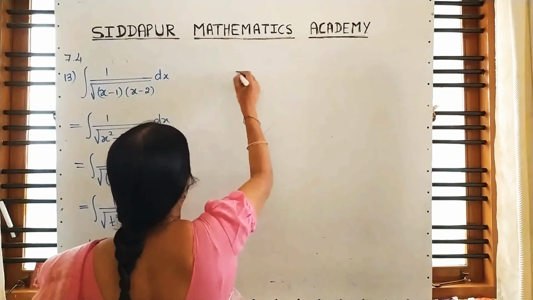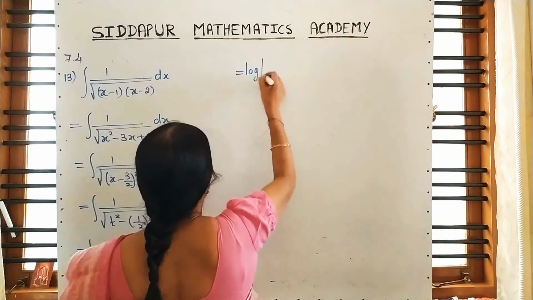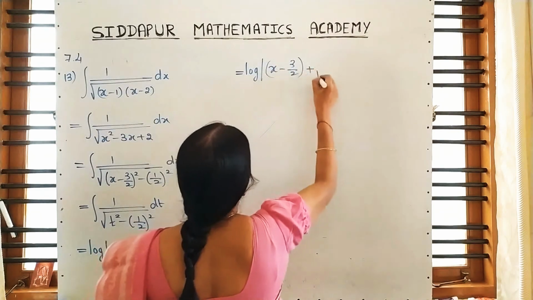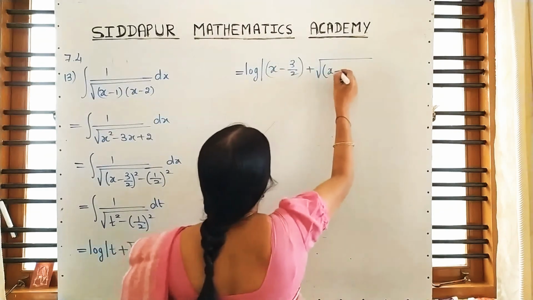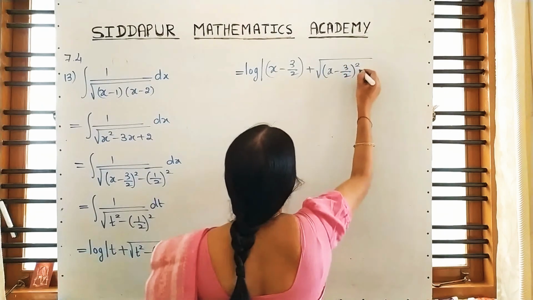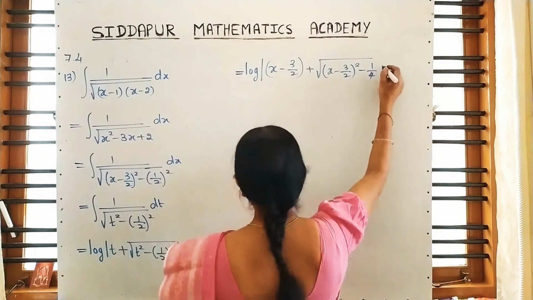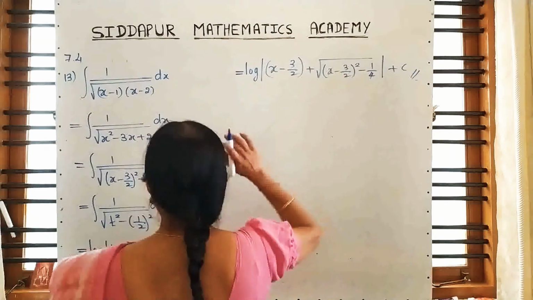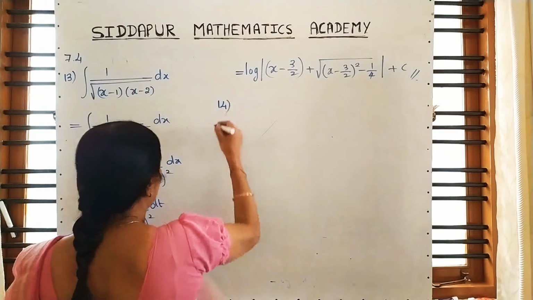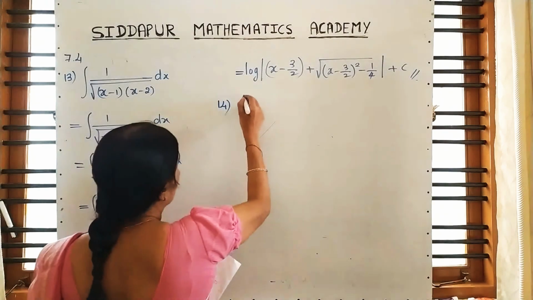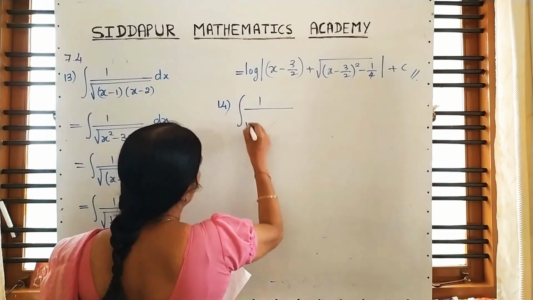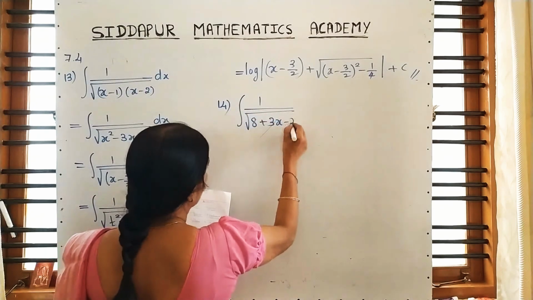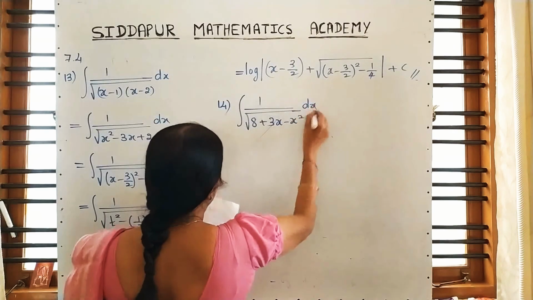It is log of, t value is x minus 3 by 2 plus root of (x minus 3 by 2) whole square minus 1 by 4, plus c. If you want you can expand, otherwise skip as it is. Now question number 14. 1 upon root of 8 plus 3x minus x square.